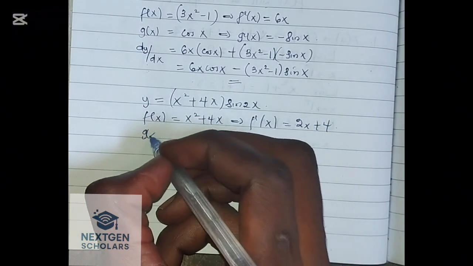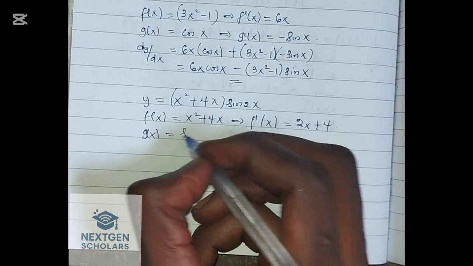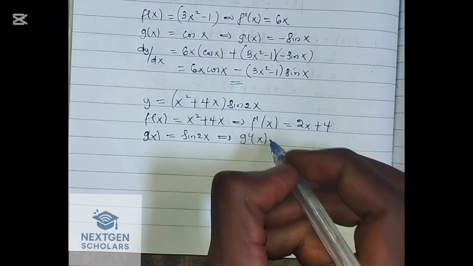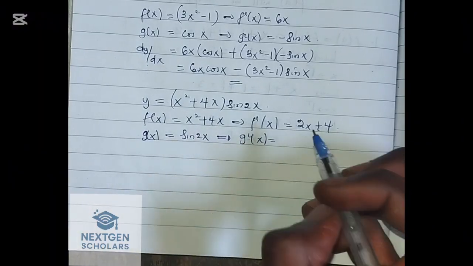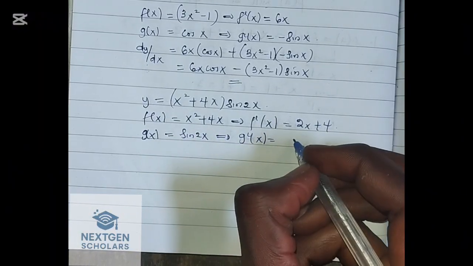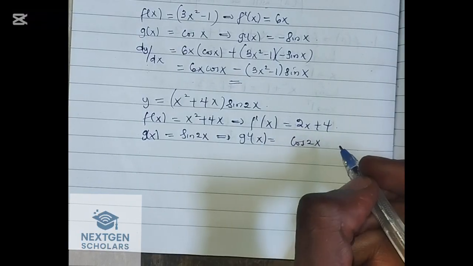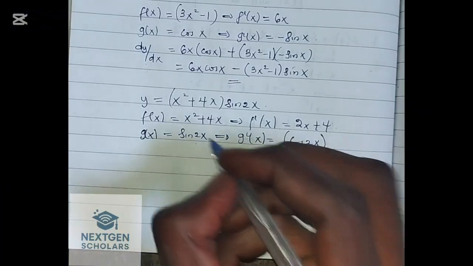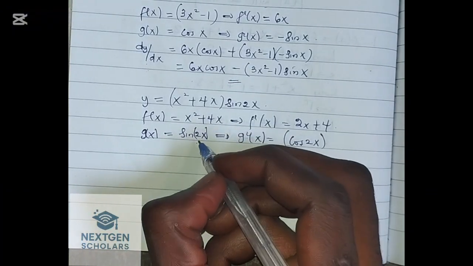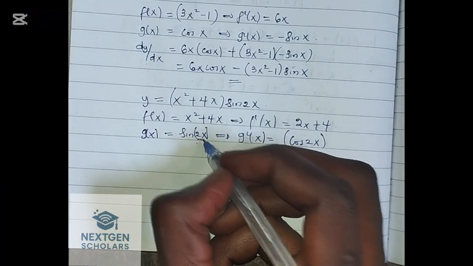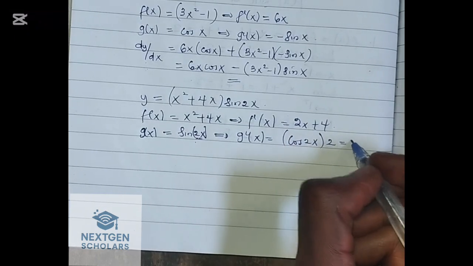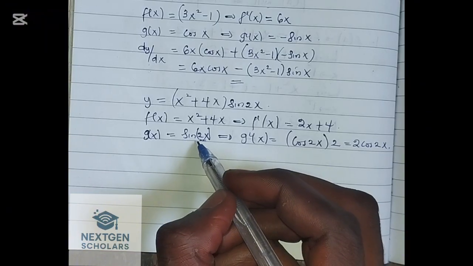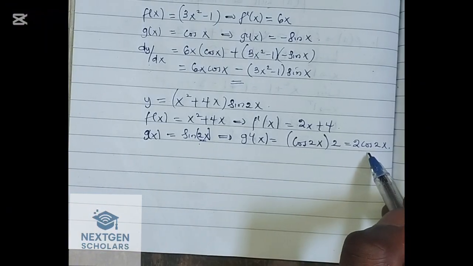So we also have g of x to be the second one, sine of 2x, which implies that g prime of x will be, now sine of 2x will give us cosine of 2x automatically. Remember, don't change the angle. You must not change the angle. Now after this, you multiply it by the derivative of what we have in this bracket. Its derivative here is 2, right? So multiply by 2, which will give us 2 cosine 2x.